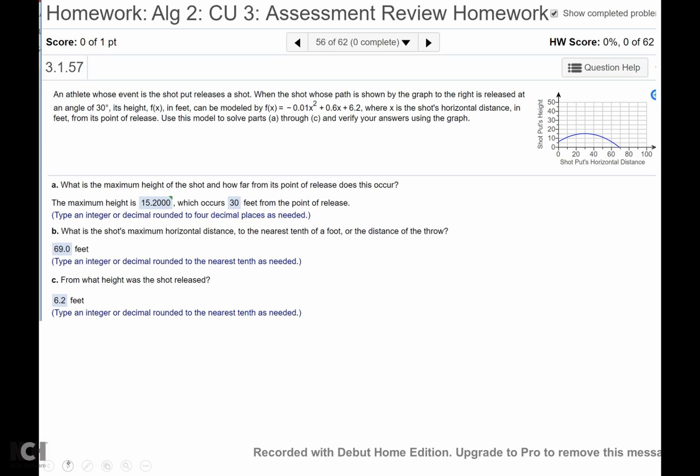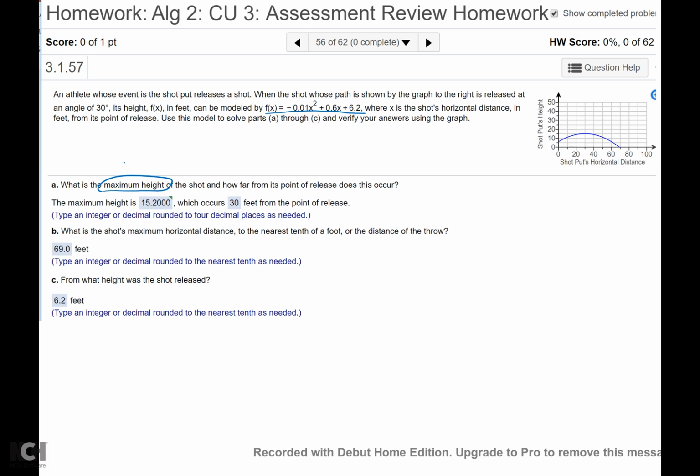Alright, an athlete whose event is the shot put releases a shot. When the shot whose path is shown by the graph to the right is released at an angle of 30 degrees, its height in feet can be modeled by this function, where x is the shot's horizontal distance in feet from its point of release. Use this model to solve parts A through C and verify your answers using graphs. What is the maximum height?